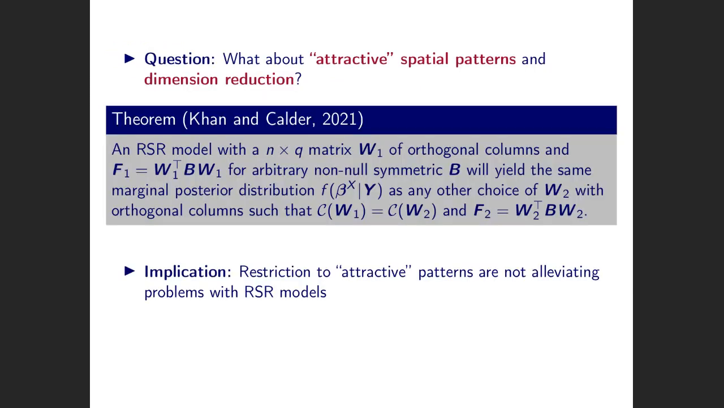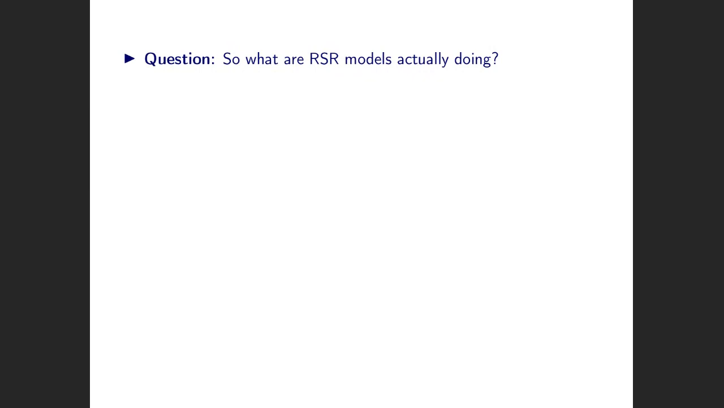So what about this issue of attractive spatial patterns and dimension reduction? Again, we have a result that essentially says that it doesn't really matter which basis you use. Our results hold under any basis. So restriction to attractive patterns is not going to alleviate any of the problems with RSR models. So what actually are RSR models doing?